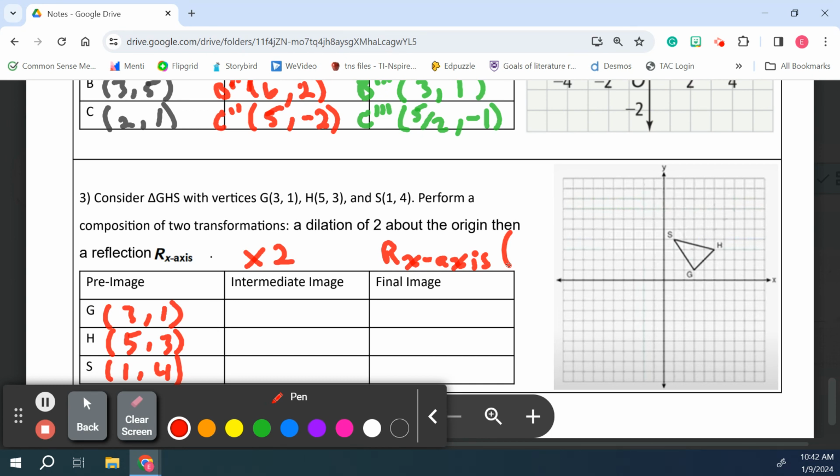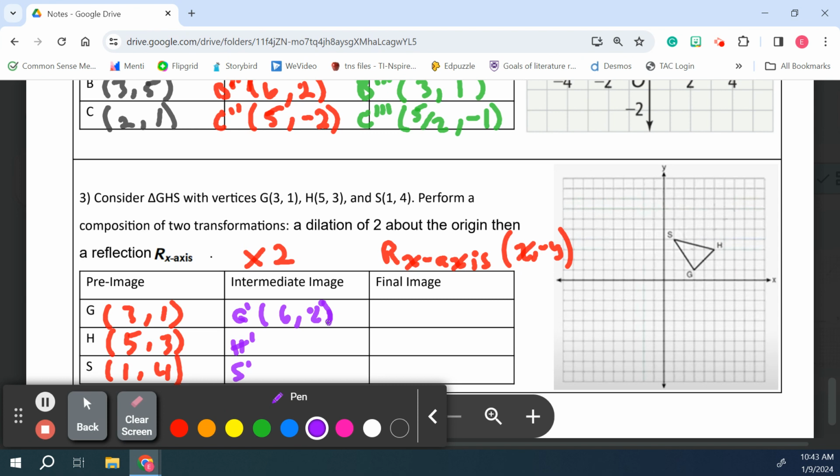It goes from x, y to what? Come on, guys. Yeah. x, negative y, right? All right, so let's multiply by 2. G prime, H prime, S prime. All right, so G is going to be 6, 2.